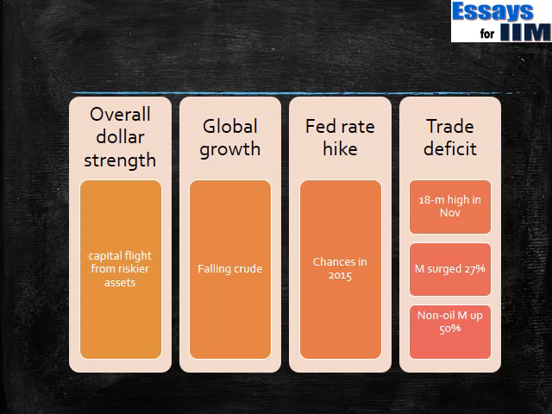Secondly, the global growth rate has also not been very high. So the USP of the other emerging economies was that the difference of growth rate between the emerging economies and the US was very high.